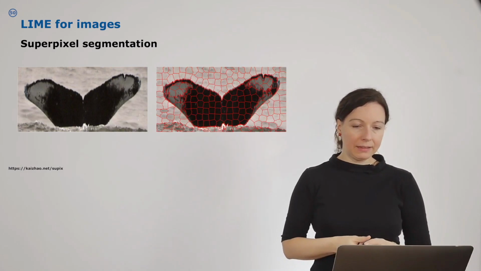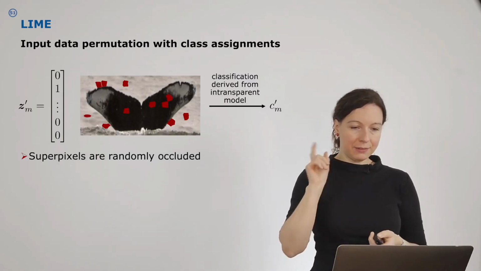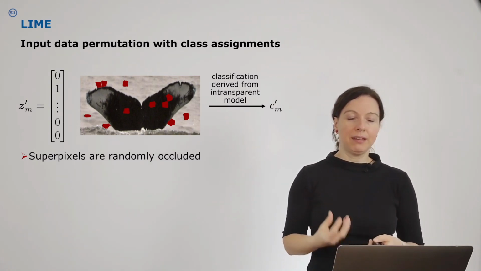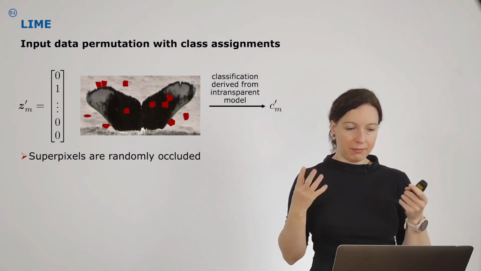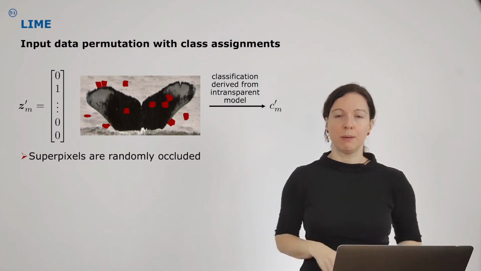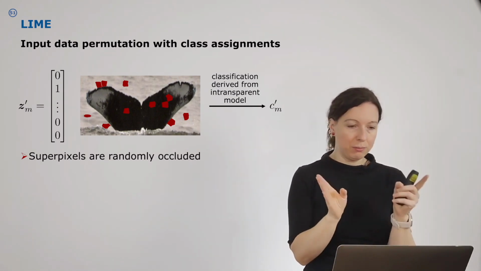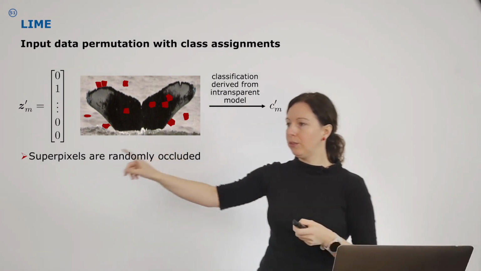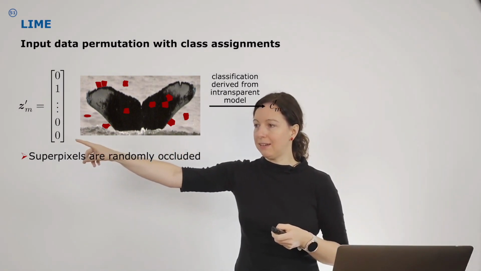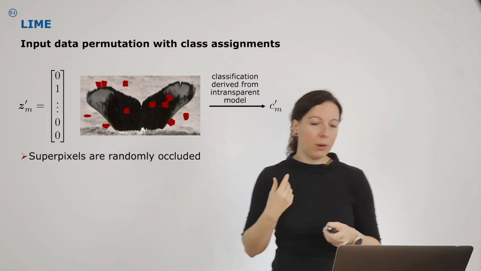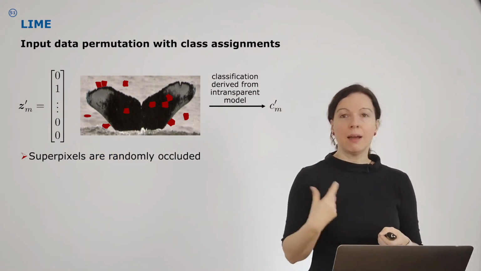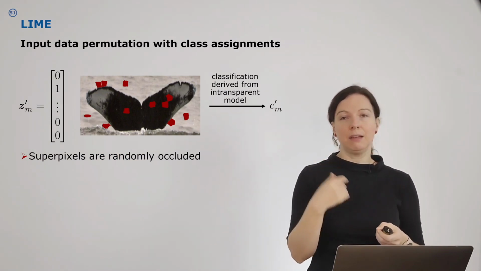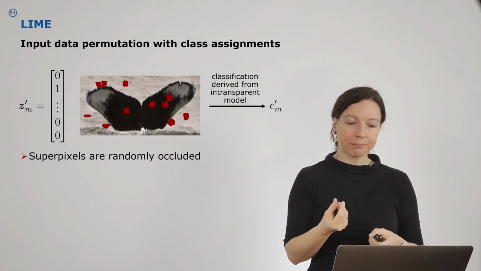And what I mean with this, you see exactly here. So the next step is the input data permutation. Remember, one image, one superpixel segmentation. It doesn't change. We will now work with this. First, you create a vector set, where the length of the vector is the number of superpixels, and each position in the vector exactly belongs to one superpixel.